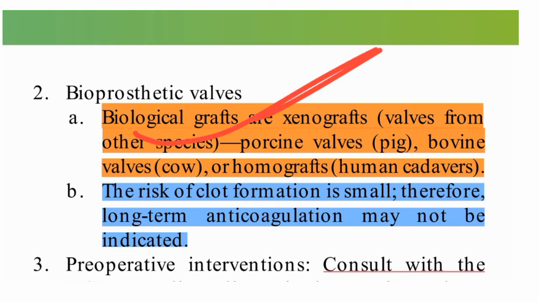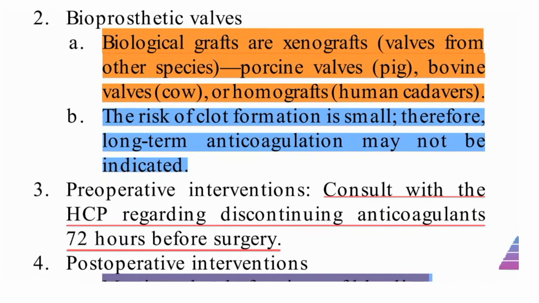So xenograft valves can be porcine valves from the pig, bovine from the cow, and homograft from the human cadaver. So we can provide the valves like bioprosthetic, xenograft from other species, porcine from pig, bovine from cow, and homograft from human cadavers. We can take the valves.